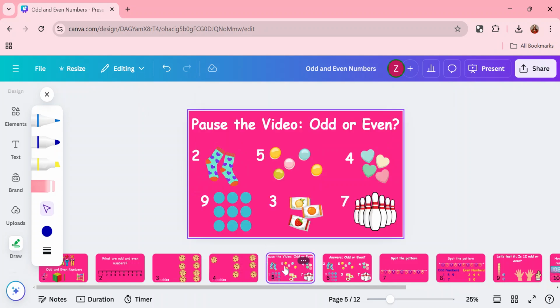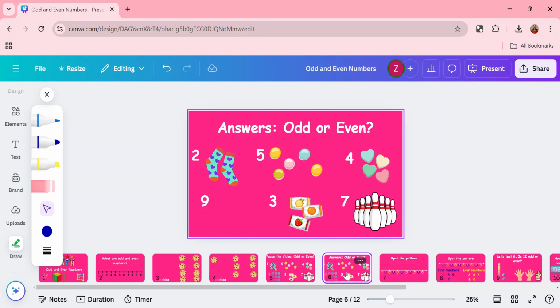So I've got some items here, and I'd like you to get a pen and paper, pause the video, and split these into two equal groups and see if they are odd or even. So when you come back to the video, you should have written down whether 2, 5, 4, 9, 3, and 7 are odd or even. Pause the video now and have a go.